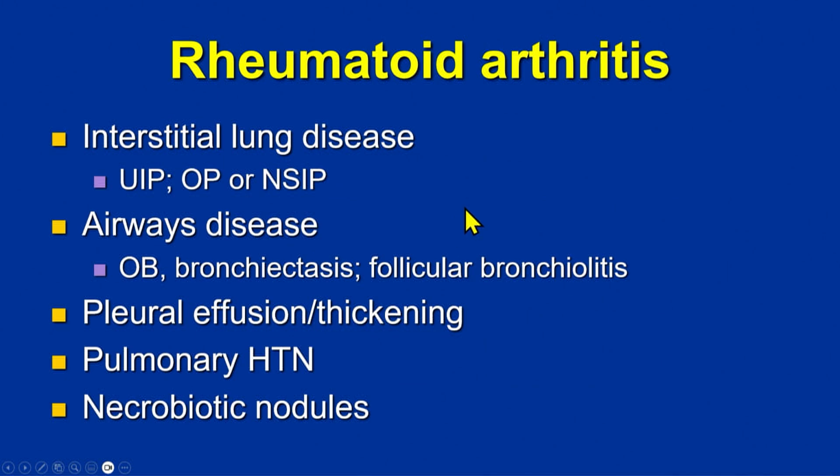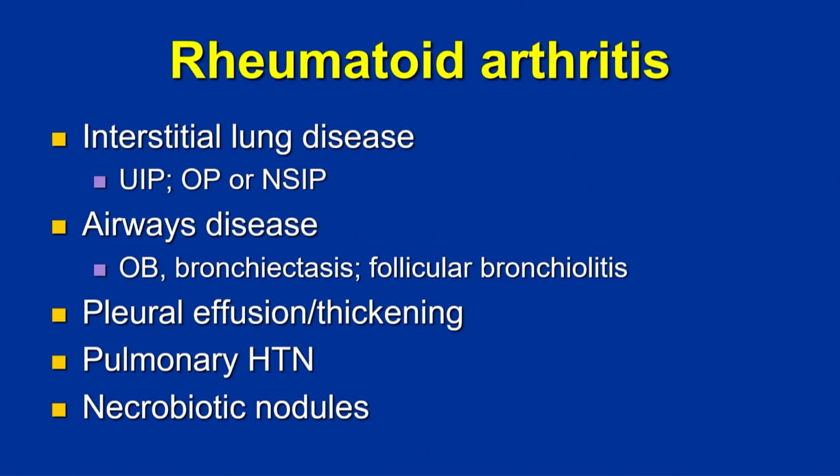All right, so let's start with rheumatoid arthritis. Again, the most common pattern you're going to see is UIP, and you're also going to not uncommonly see airway disease: obliterative bronchiolitis, bronchiectasis, or follicular bronchiolitis. Usually these don't occur together. Occasionally I'll see the small airways disease as well as the UIP pattern of pulmonary fibrosis, but usually it's one or the other. I don't know why they choose one or the other. I don't really understand the underlying genotype-phenotype relationship there, but certainly it's a manifestation that I see.